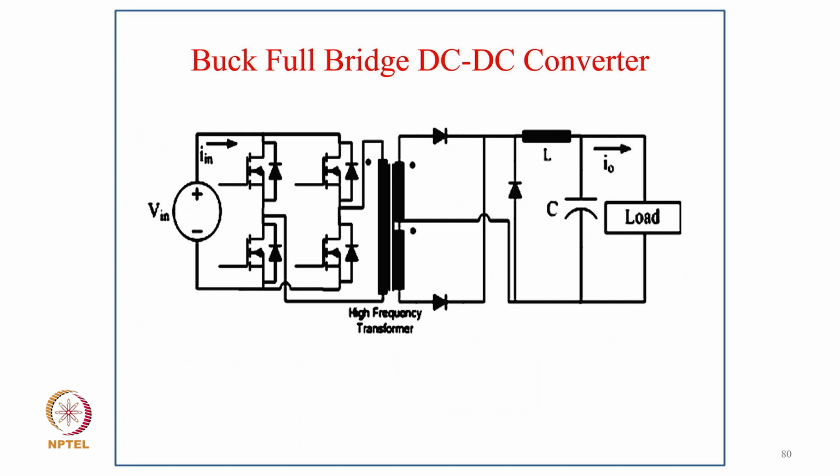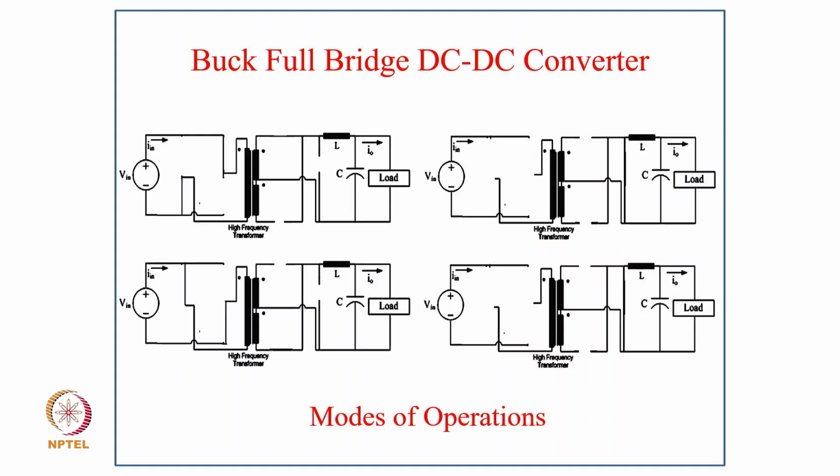Now coming to the buck full bridge DC-DC converter, you can clearly see the full bridge DC primary side. On the secondary side, of course, you can have a bridge, or normally because of low voltage, we prefer push pull with only one diode conducting at a time and without the output LC filter. And these are the typical modes of operation.